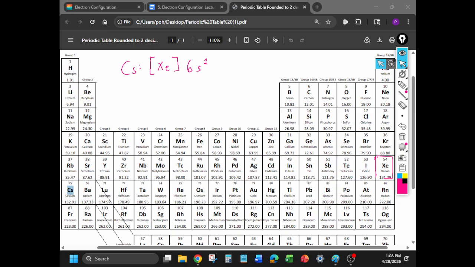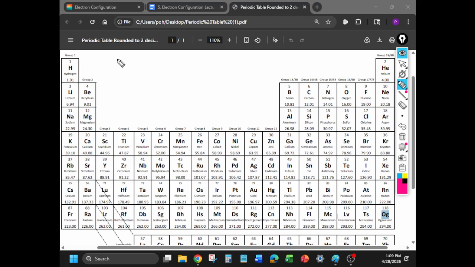So up till this point, we've been looking at neutral elements, right, where they have all their electrons. But this unit, we've been talking a lot about ions, right, where they can become positive or negative. So I'm going to show you guys how to do the configuration for ions. From now on, you can just do the noble gas configuration, but I'm going to show you guys how to do both. Okay, so let's do an ion together.